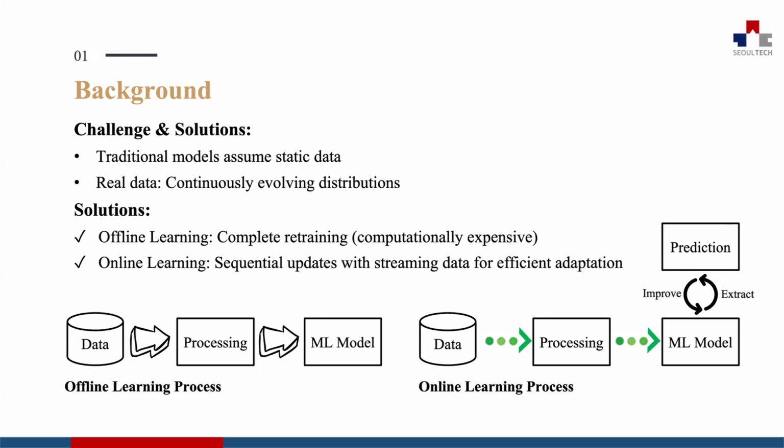So, online learning has been proposed as an alternative, which involves updating the model sequentially with the streaming data for their efficient adaptation. And especially these online learning techniques have become important in the problem of text classification due to the inherent shift in the word context and learned representation.